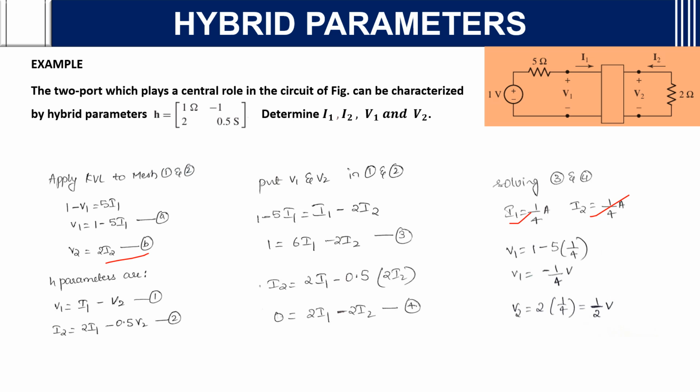If you put this I1 and I2 in these equations, you will get V1 and V2. V1 will become 1 minus 5 into 1 by 4, that is V1 is minus 1 by 4. V2 is 2I2, 2 into 1 by 4, that is 1 by 2 volts.